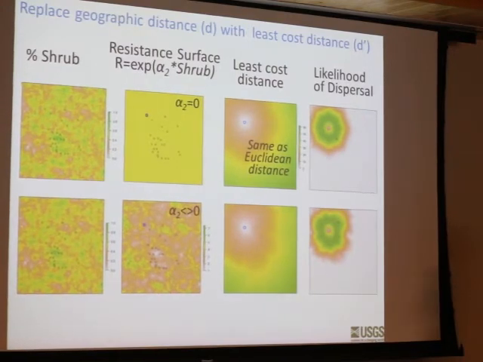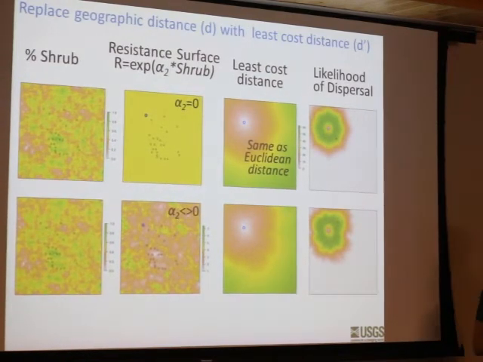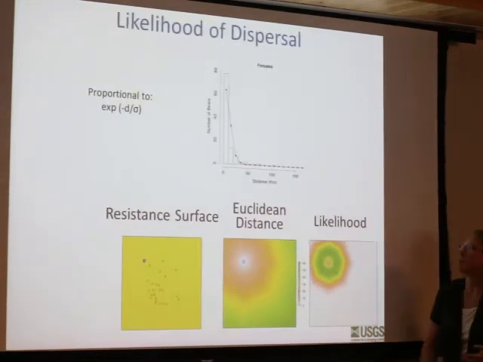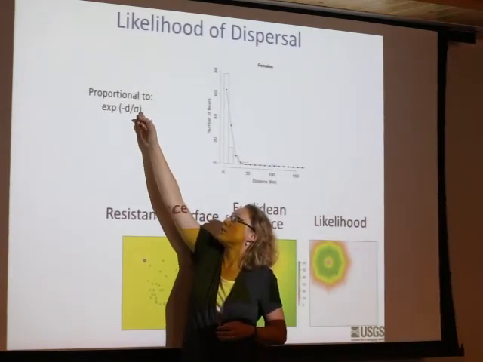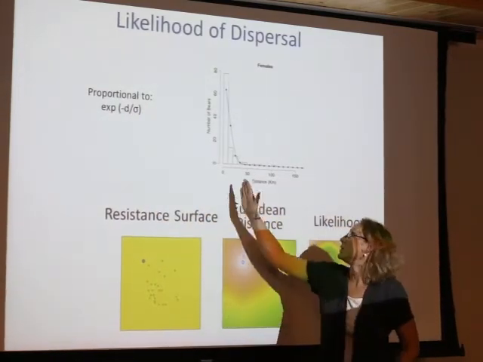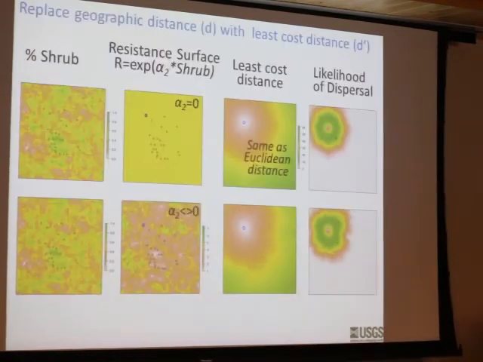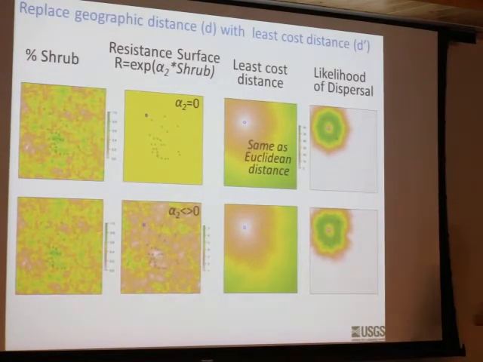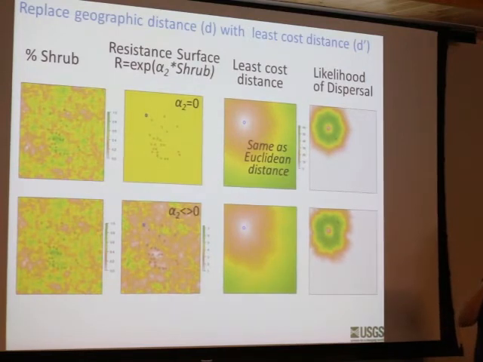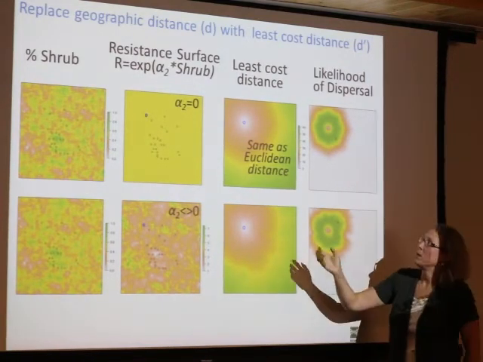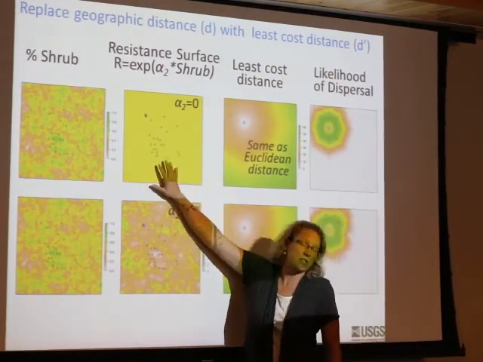And then what we did was just replace the D in there. Sorry, too many equations. There's a D in here, so it's just distance divided by sigma. That's basically the variance. So how big is the spread there? And then we just replaced distance with this distance prime. That's a function of the resistance surface.